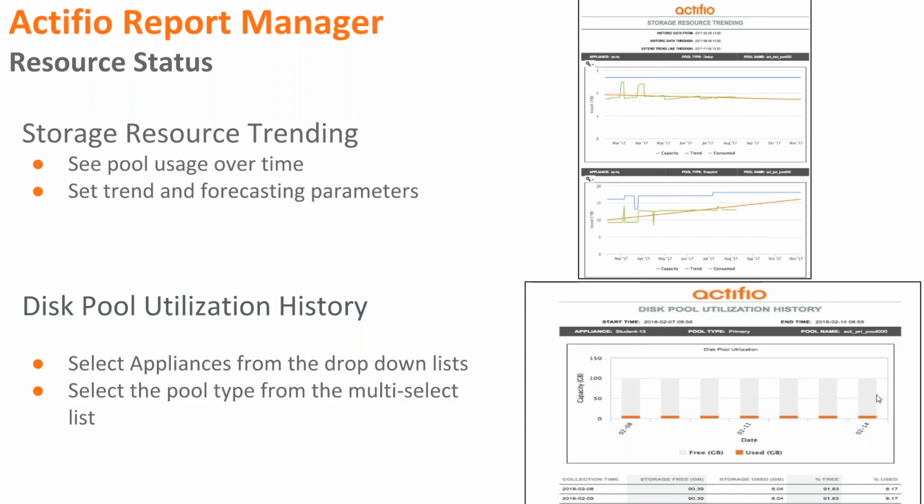As we can see here on the graph, we can see our blue capacity line, and we can see our trend line. Now this trend line comes from Report Manager. Report Manager does all the math. You don't even have to think about this one. All you have to do is run the report, and we'll provide all of this for you.